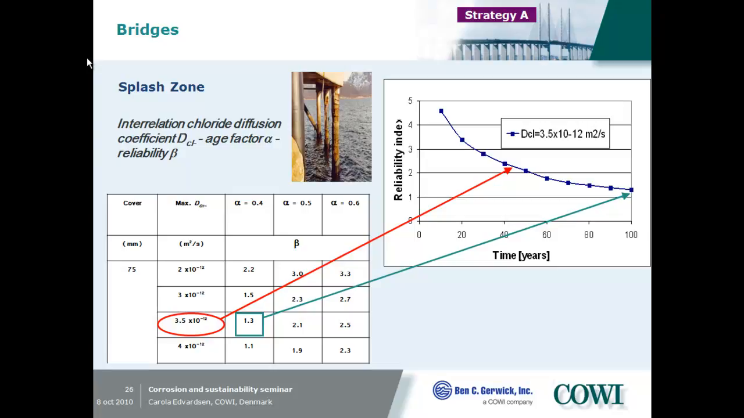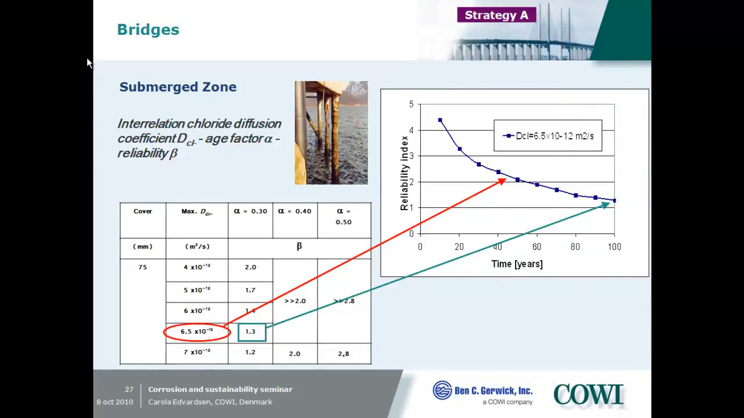And for a given cover of 75 millimeter, this is about 2 inch, we can allow a maximum chloride migration coefficient of 3.5 to the minus 12 to achieve a service life of 100 years with this maximum reliability.